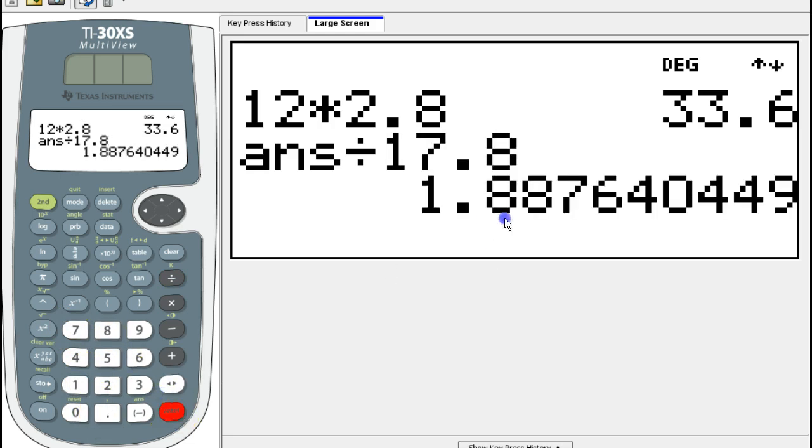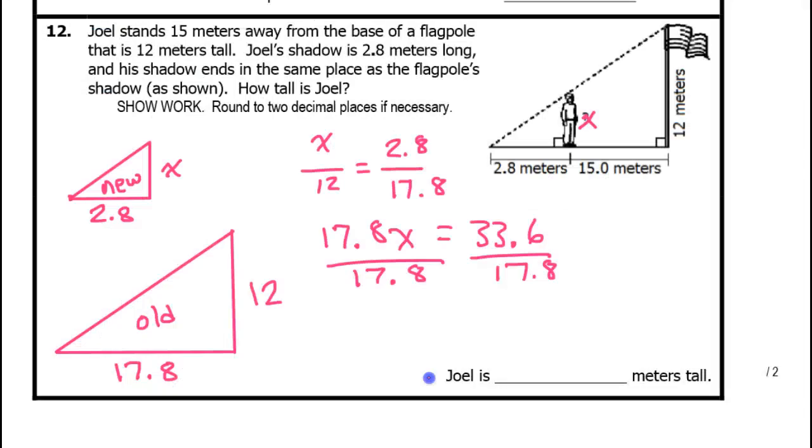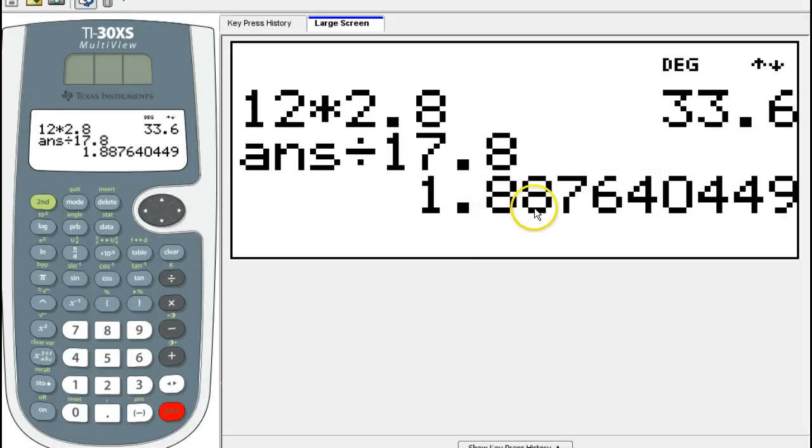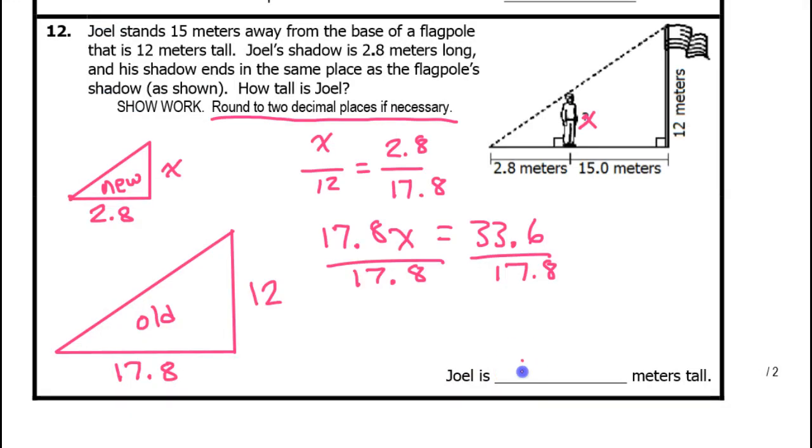Okay, so I'm getting this decimal. Did they tell us to round? Like 1.88, let's see, 1.888 if I round up. Okay, round to 2 decimal places if necessary. Okay, so that would be 1.89. 1.89 meters tall.